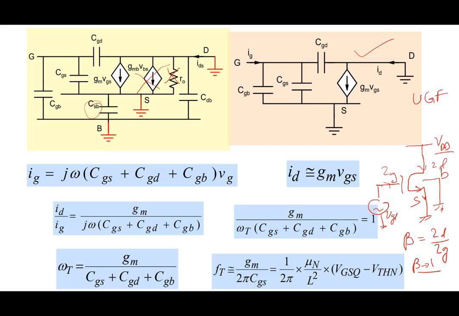So that's the reason why we are trying to calculate the gate current. Gate current will come about because, as you can see here, there are 3 contributions to the gate current. Gate current can flow here, here, and here. 3 components, and all are capacitive components. So that's where you have j omega times CGS plus CGD plus CGB times VG. So that's the gate current.